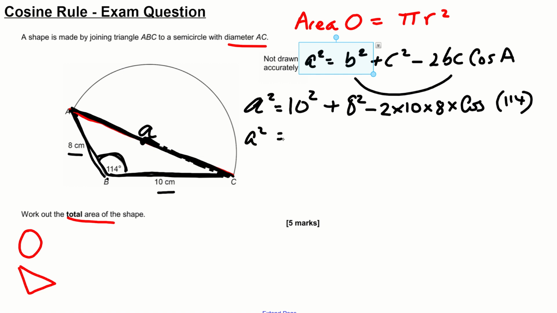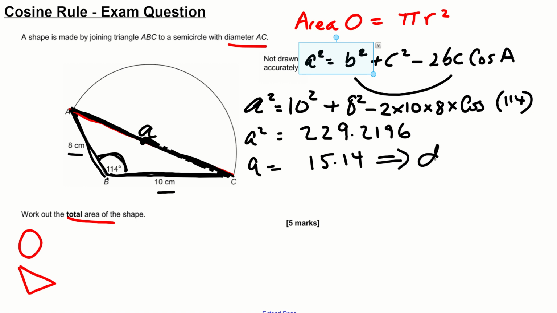Therefore, a squared is 229. To work out a, we must square root. So we now know a is 15.14, which happens to be the diameter. So the radius is half the diameter, so the radius must be 7.57. Already you will have 2 marks out of 5 by now. And I'd like to think on these 5 marks, someone can get something from this question. So radius is 7.57. We've got that.